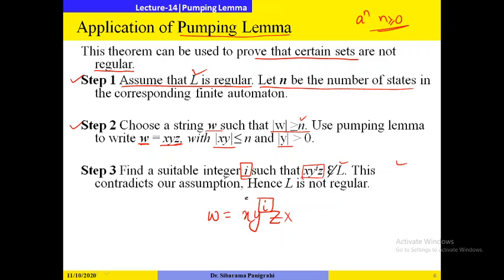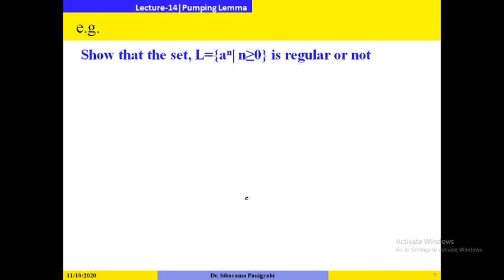So let me prove this with the help of one example. Here let me show whether the language L equal to a to the power n, where n is greater than or equal to 0, is regular or not.